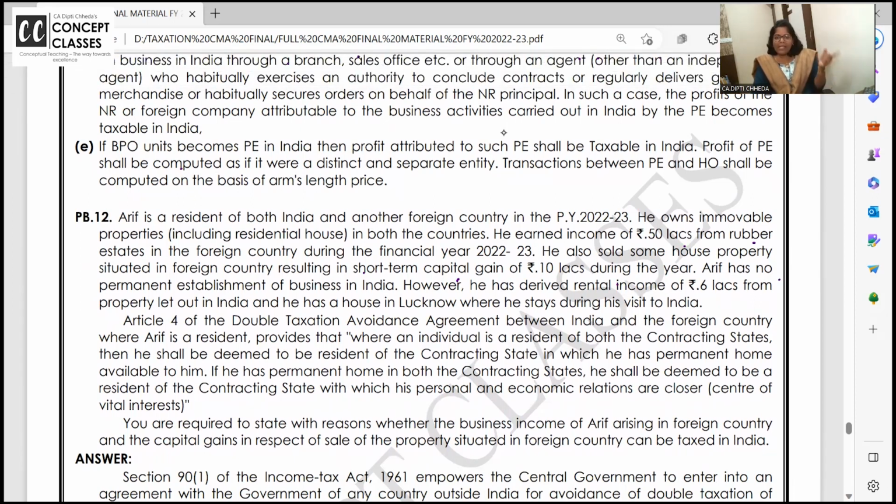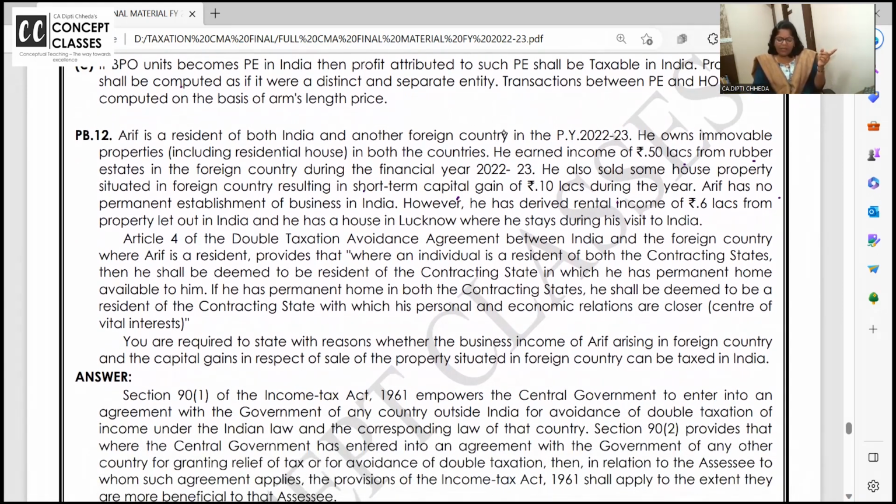Arif has no P in India. However, he has derived rental income from India, Lucknow se. Now, Article 4 of the DTA between India and foreign country says that where an individual is resident in two countries, he shall be deemed to be resident in the country in which he has a P. तो इंडिया में P नहीं है, फॉरेन कंट्री में भी P नहीं है.